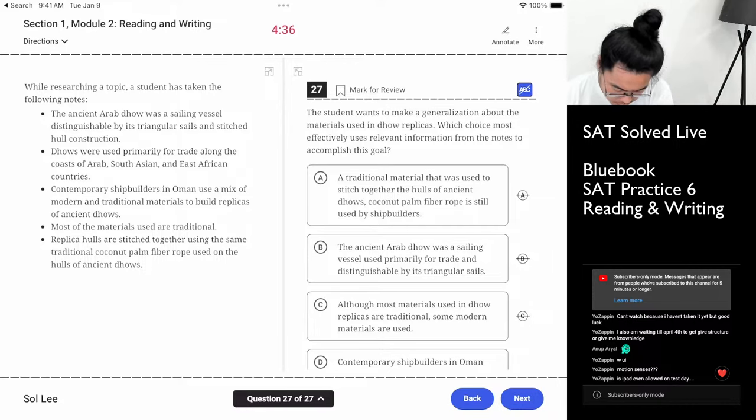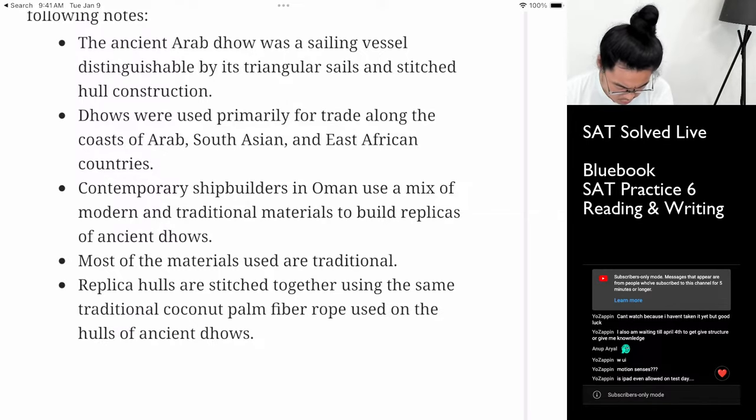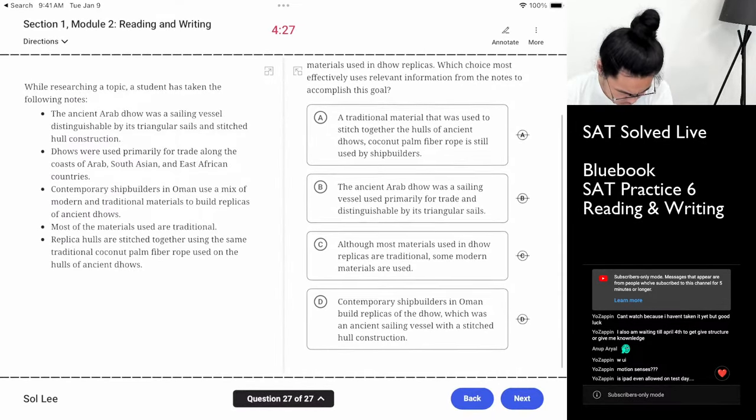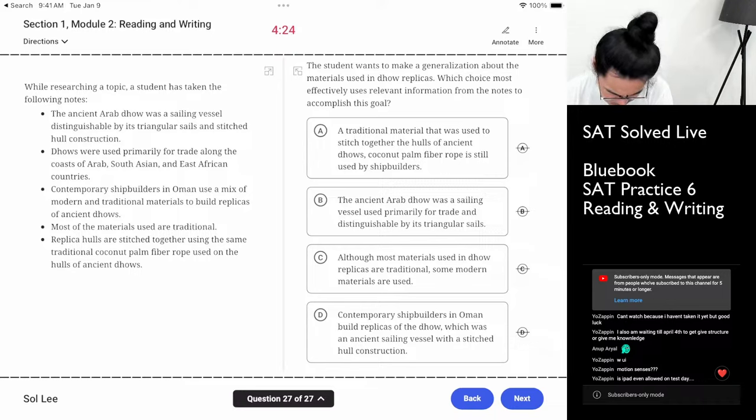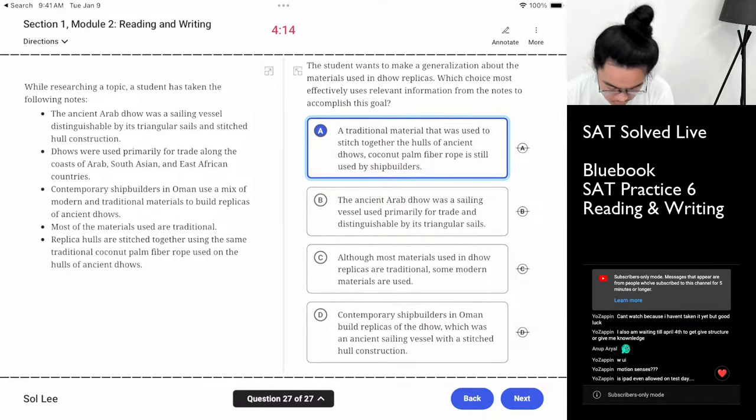So in the dhow replicas, the generalization is basically about the coconut palm fiber rope? What generalization can we ever make? A traditional material that was used to stitch together the hulls of ancient dhows. Still used by ship builders. I guess these are ship builders. And that's the only one that focuses on the materials.